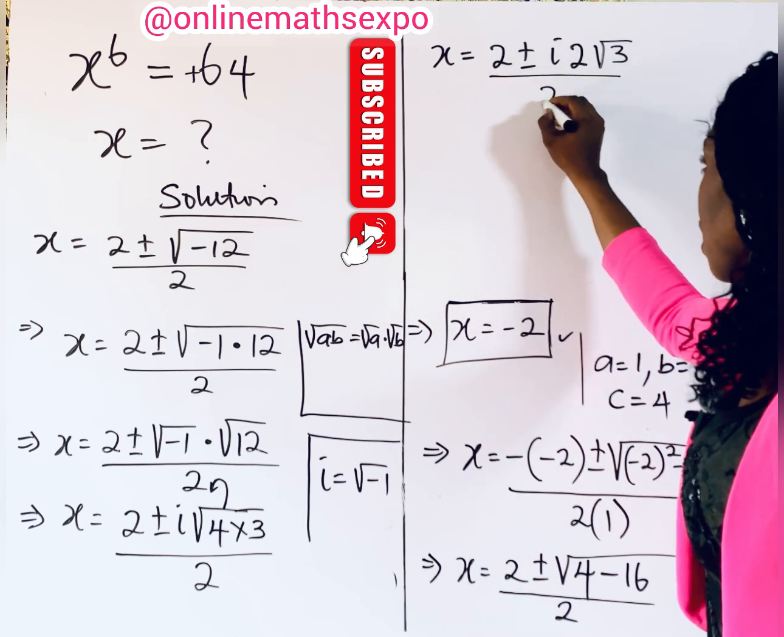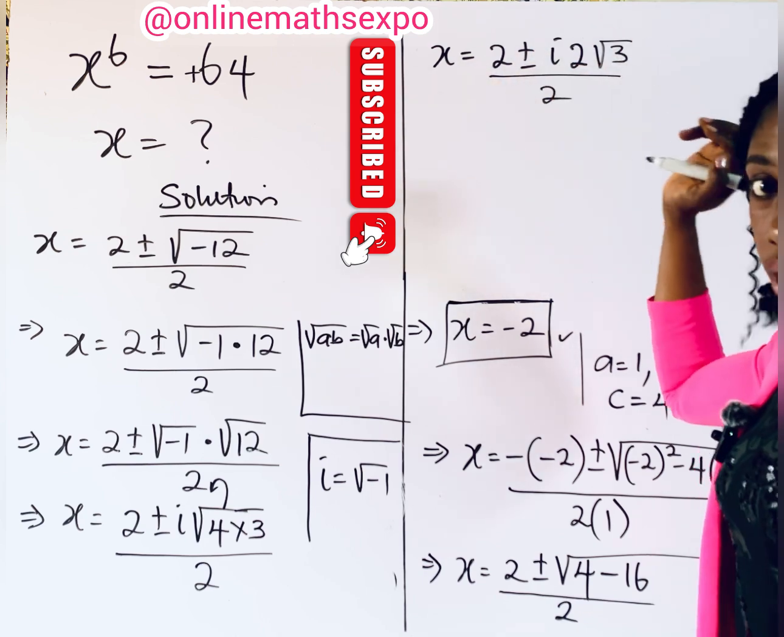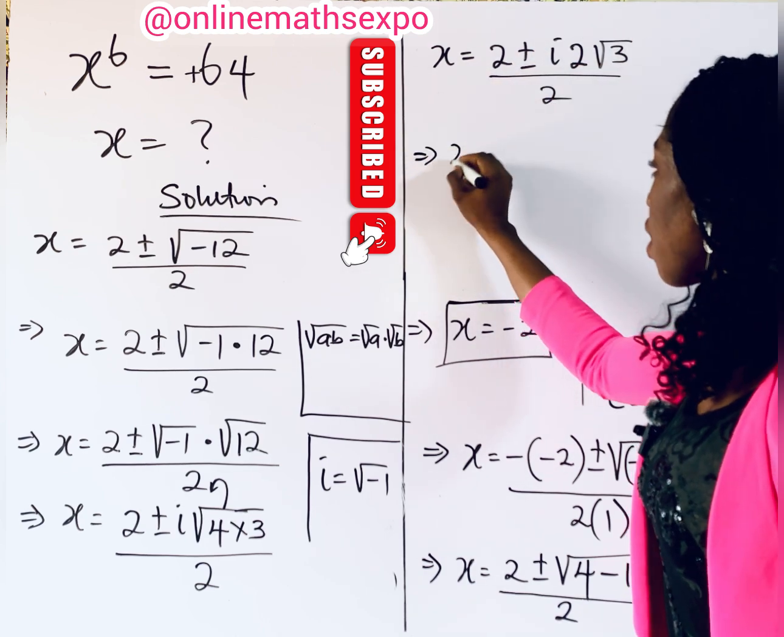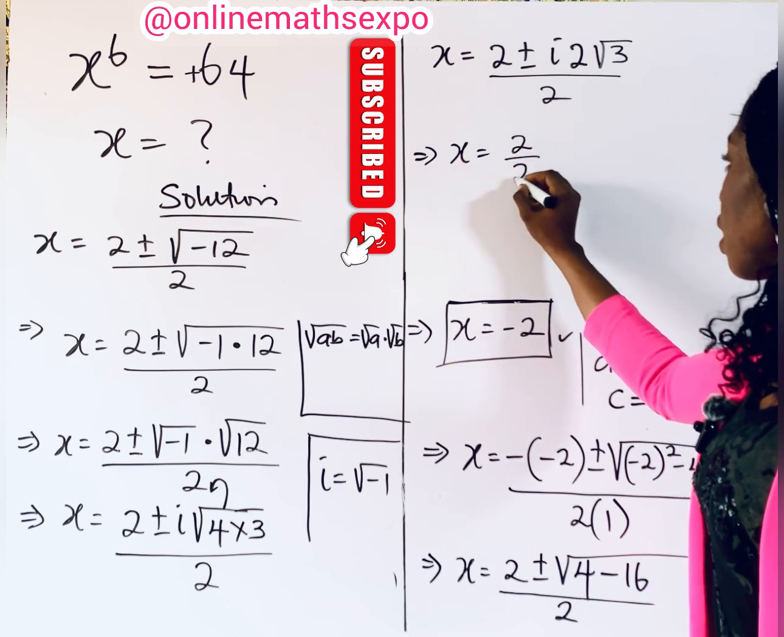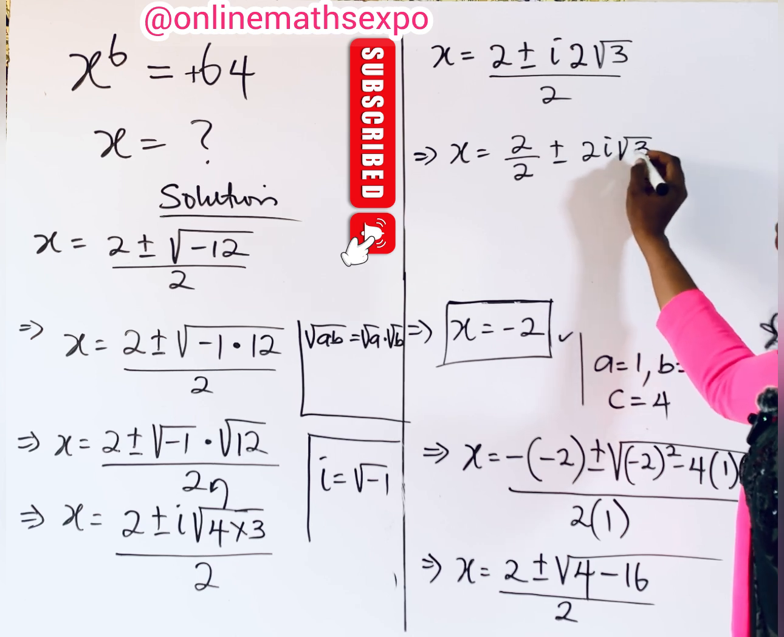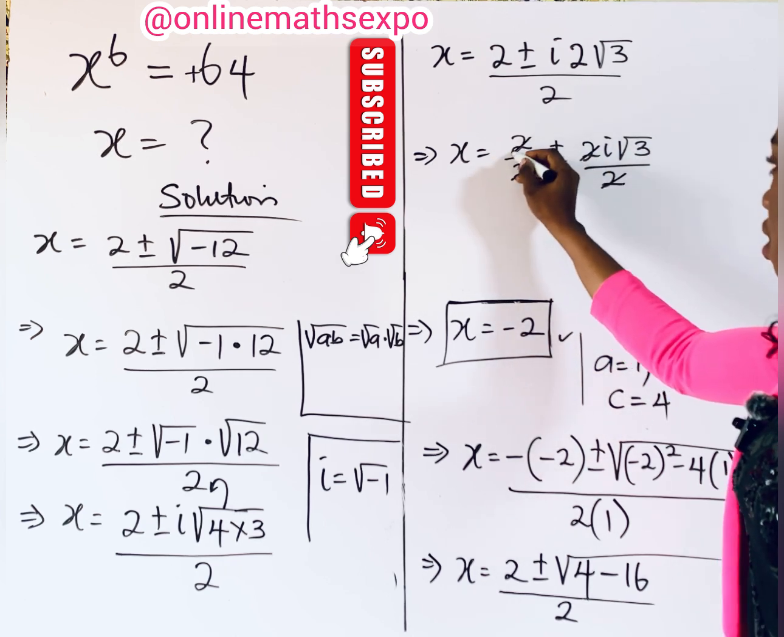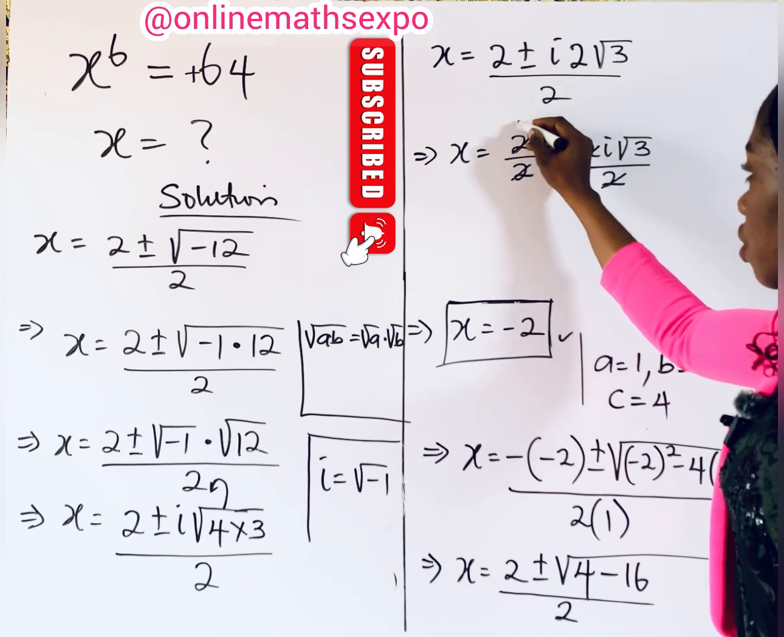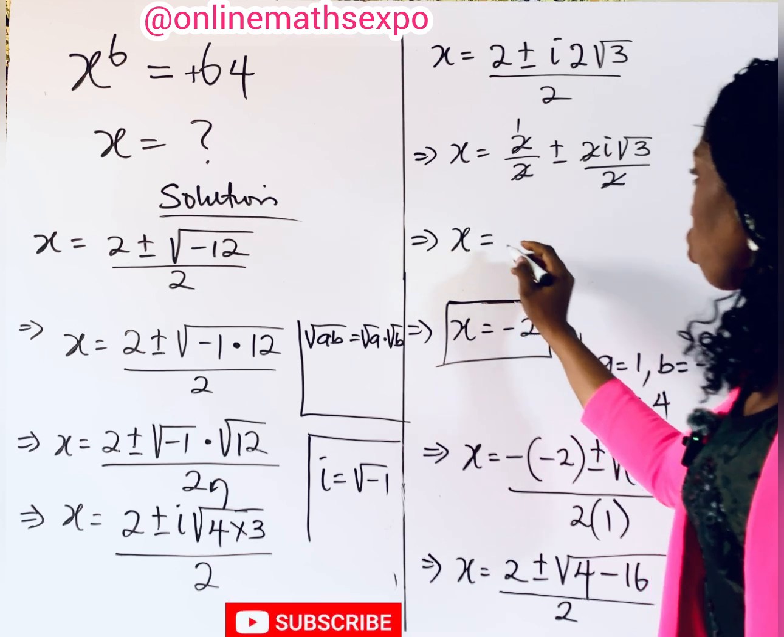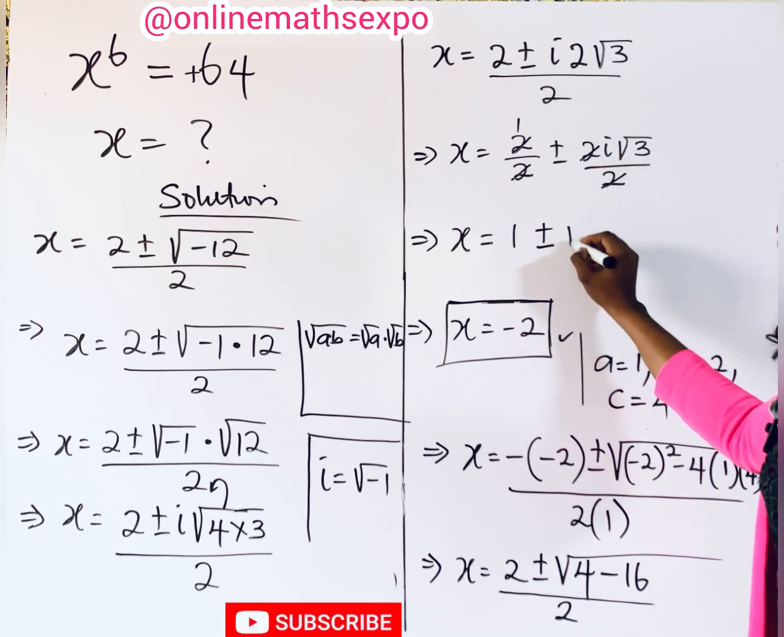Then divided by 2. At this point, we can choose to use this 2 to divide each of the terms in the numerator, because the 2 here is the denominator. Okay, so it means we have x is equal to 2 divided by 2 plus or minus 2i root 3 divided by 2. So we can take off these 2s. I hope you are seeing it. And when a number divides itself, it is 1. Please take note. So it means we have x is equal to 1 plus or minus i root 3.